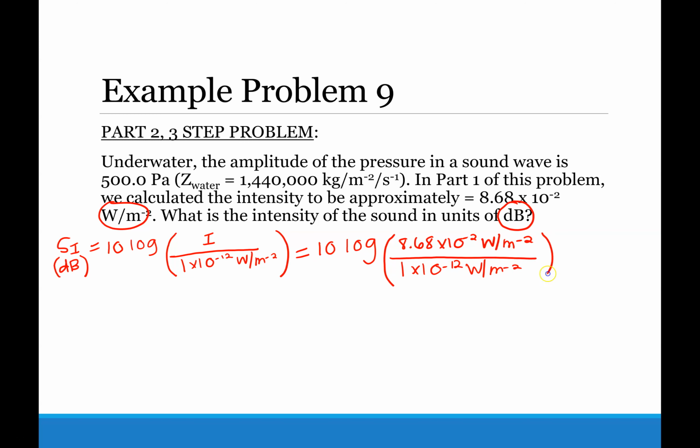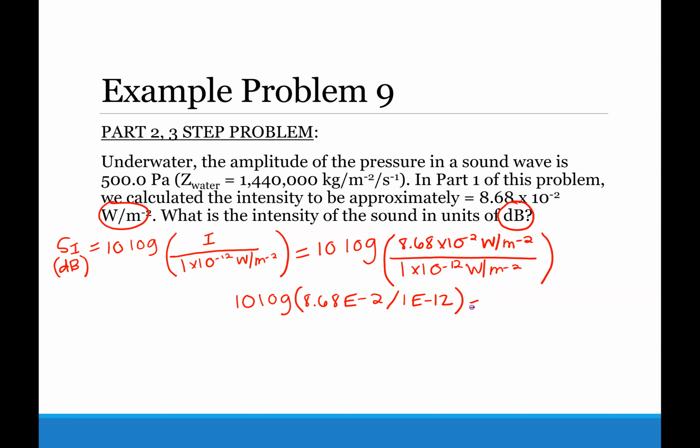And so the easiest way to put this into your calculator is going to be type in the number 10, then hit the log button. So 10 log, a parentheses is going to open automatically for you. And so you would write 8.68 second E minus 2 divided by 1E minus 12, close parentheses. That's going to be the easiest way to put that in there.